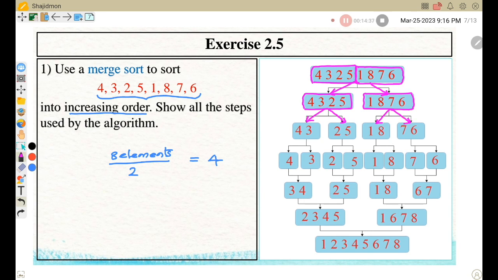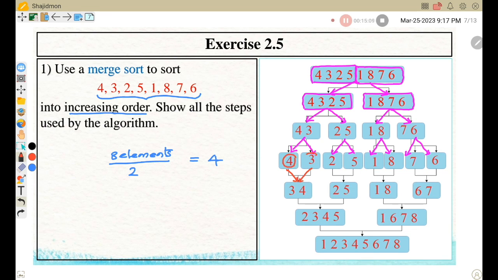Correct? Now again these 2-element lists, we divide into two subproblems: 4 and 3, then 2 and 5, and 1 and 8, and lastly 7 and 6. We keep dividing until we get one element. Now we start the merging and sorting process, correct? Merge and sort process. What we will do first: take these two numbers, merge them together, and sort also.